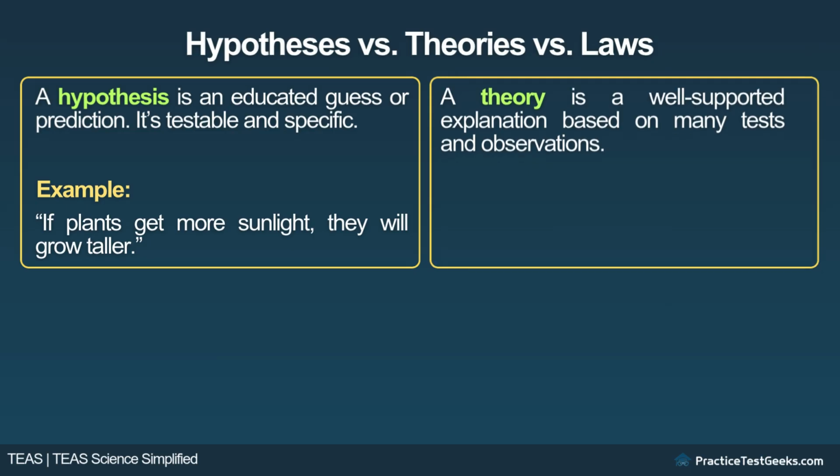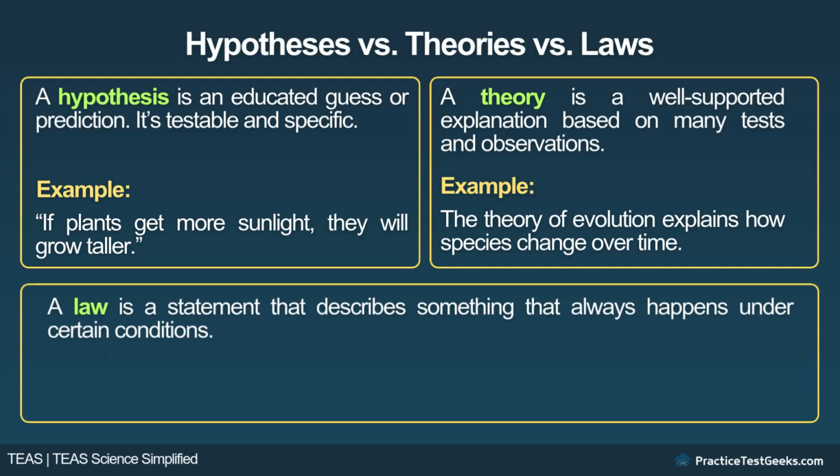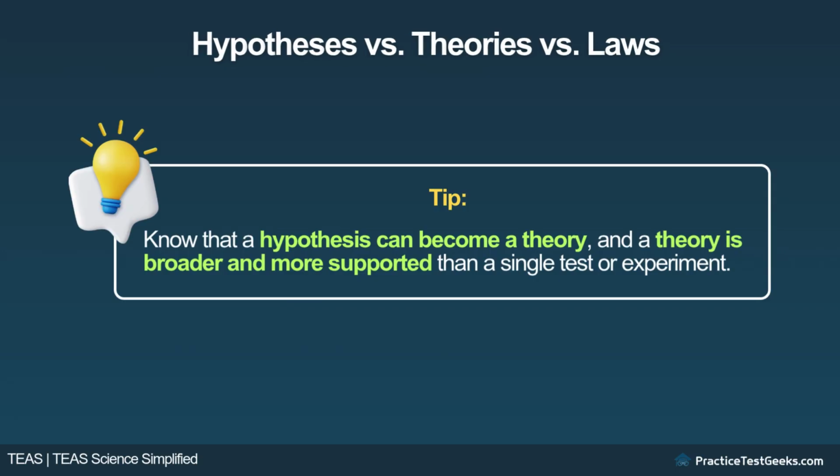Next, a theory is much broader. It's an explanation that's been tested many times and supported by lots of evidence. Think of the theory of evolution. It explains how species change over time based on years of scientific data. Finally, a law is a statement about something that always happens under certain conditions. For example, Newton's law of gravity. It describes what happens but doesn't explain why. Here's a TEAS tip. A hypothesis can lead to a theory if it's supported repeatedly. And remember, a theory explains, while a law describes.